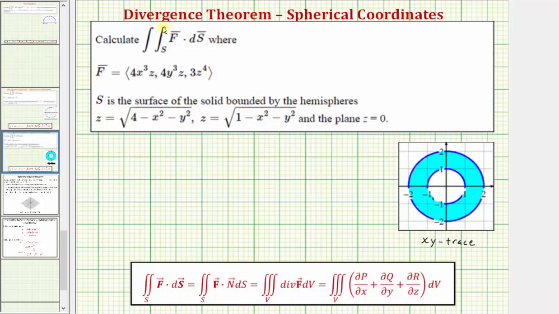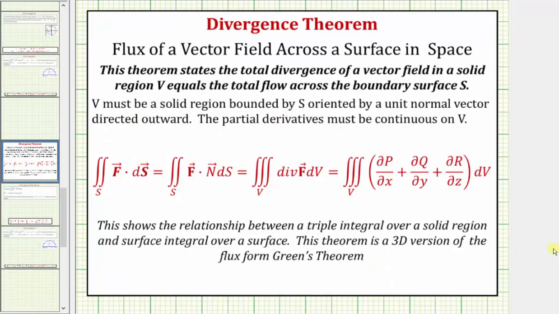Before we set this up, let's review the divergence theorem. The divergence theorem states that the total divergence of a vector field in a solid region V equals the total flow across the boundary surface S. So V must be a solid region bounded by the surface S, oriented by a unit normal vector directed outward, and the partial derivatives of the vector field F must be continuous over the solid region V.